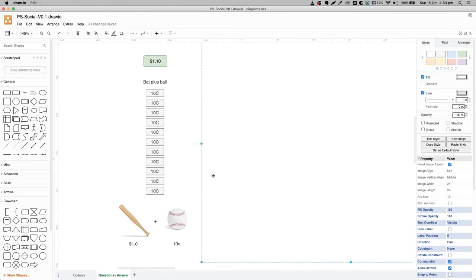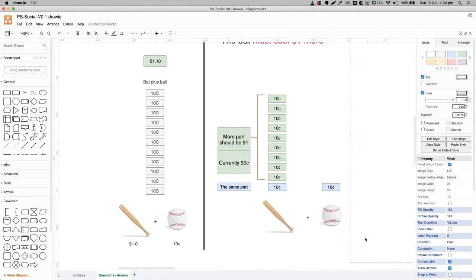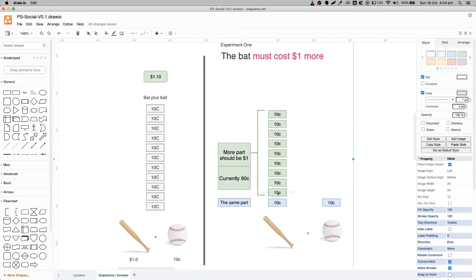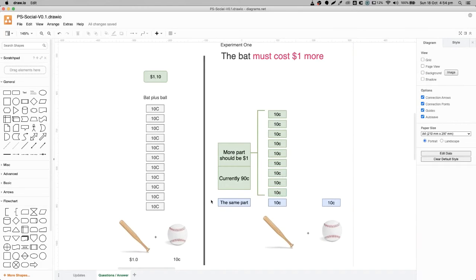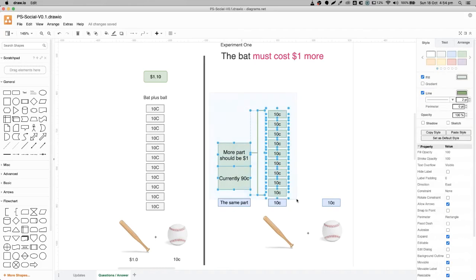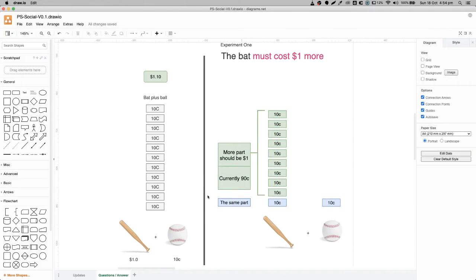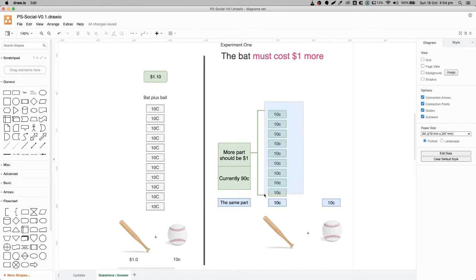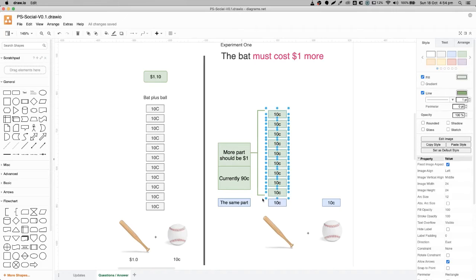Now I expand this arrangement a little bit more, and I have introduced the same part of the cost as well as the more part of the cost. So now this part is not mentioned in the question. This is where most people get it wrong, because even though the question speaks of the more part, it does not speak of the same part, and it only tells you what the more part should be.